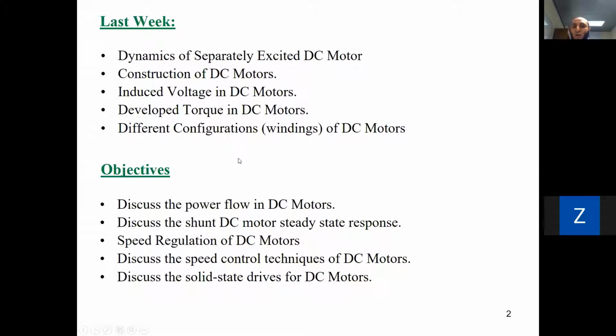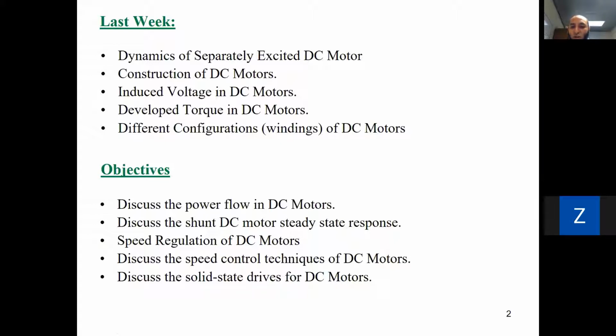Last week we described the dynamics of DC motors for the separately excited one, and we discussed the construction of DC motors. We derived the equation of the induced voltage of a DC motor. We derived the equation of the developed torque of a DC motor, and we described the different types of DC motor configurations regarding winding, like separately excited, shunt, long shunt, and short shunt DC motors.